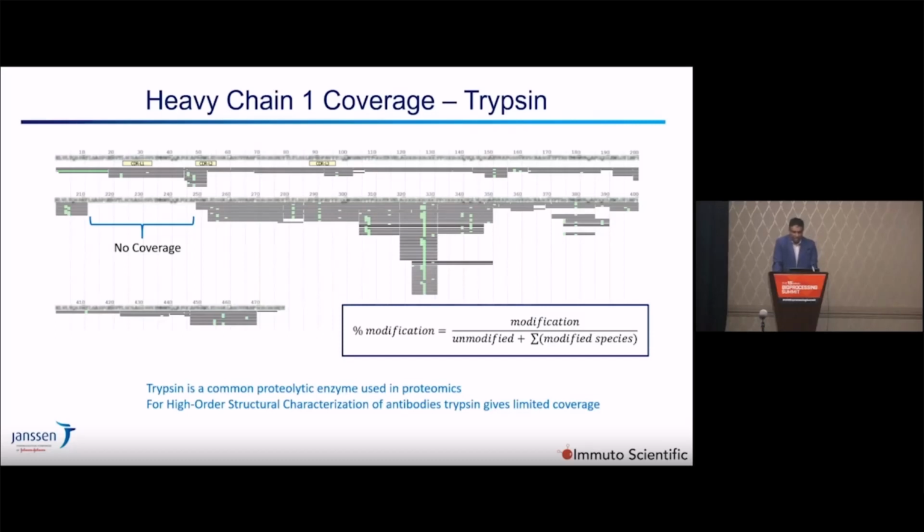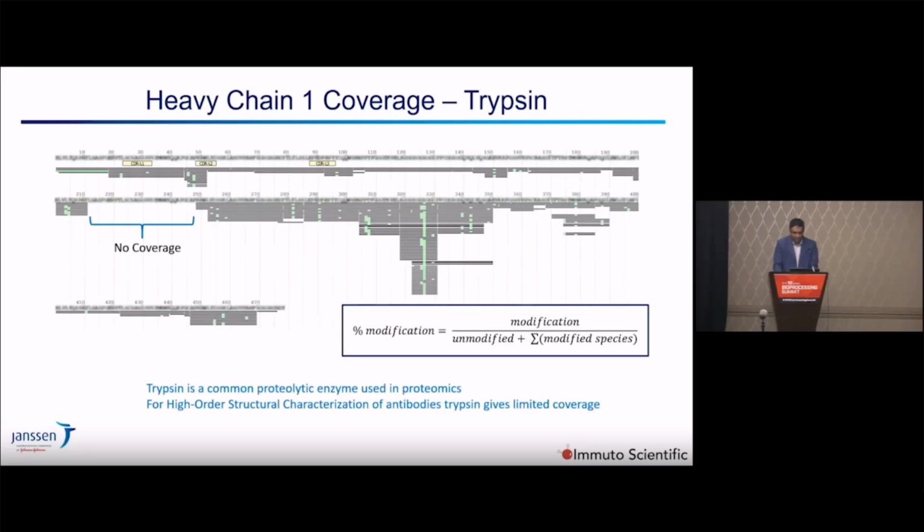The modification levels are estimated using this equation, which looks at the intensities of the peptides of the modified species, normalized to the intensity of the unmodified peptide counterpart, to the sum intensities of all the peptides that contain modification, in this case oxidation.